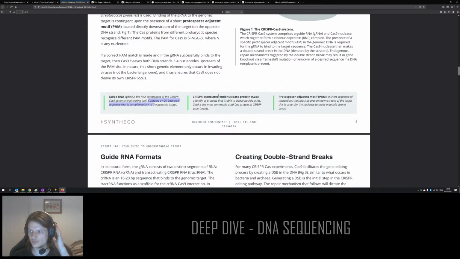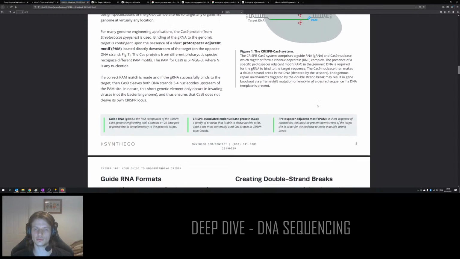CRISPR-associated endonuclease protein, Cas, a family of proteins that is able to cleave nucleic acids. Cas9 is the most commonly used Cas protein in CRISPR experiments. So there's different ones. Protospacer adjacent motif, a short sequence of nucleotides that must be present downstream of the target site in order for the nuclease to make a double-strand break.